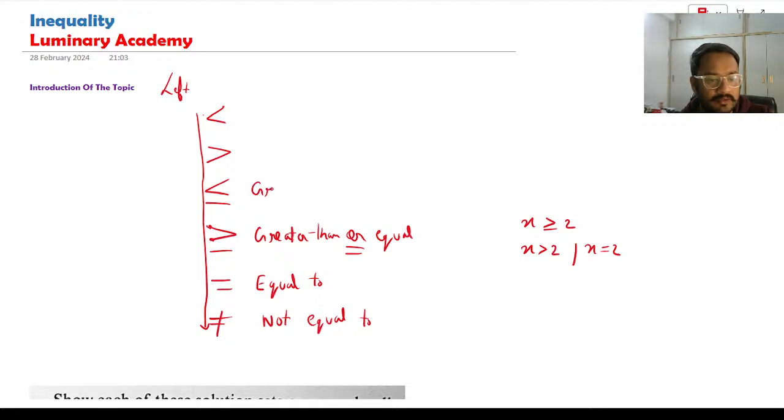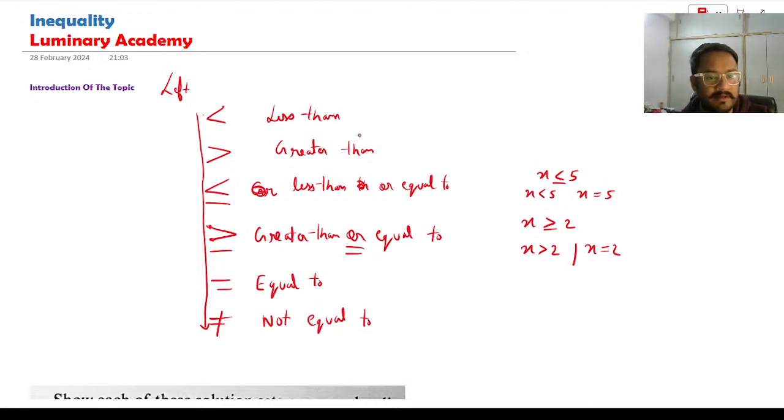Okay, so it is less than or equal to, right? And this means that if something is less than or equal to 5, that means that there can be two cases. Either it is less than 5 or it is equal to 5, right? Now this means greater than sign, and this means less than sign, right? Less than sign.